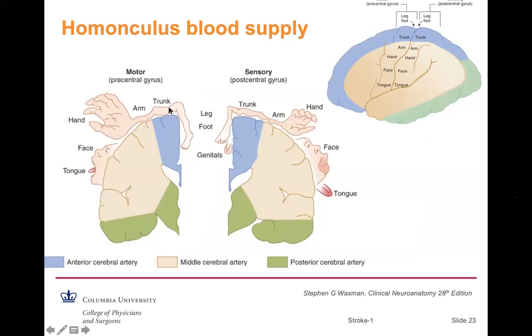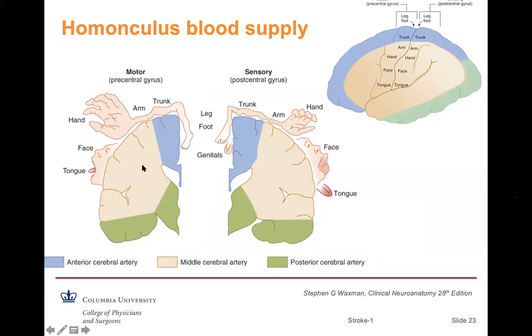This is just to show that the homunculus, the representation that I described over the motor cortex, actually has different blood supply. The anterior cerebral artery that I showed you, the branch of the internal carotid artery, supplies the leg area, the foot area, versus the hand and the face that's supplied by the middle cerebral artery. So these different areas have different blood supply. And that's the way it is with the brain.